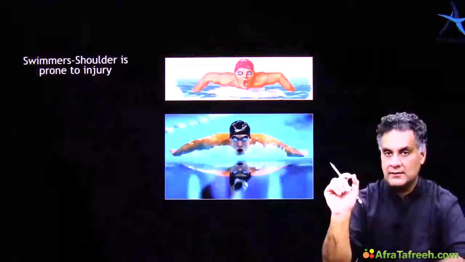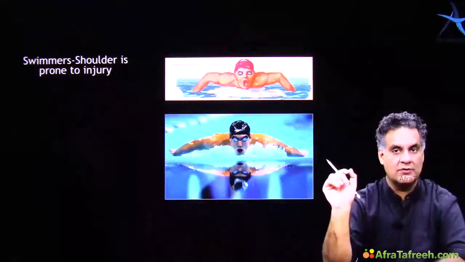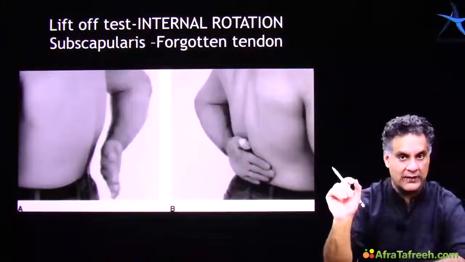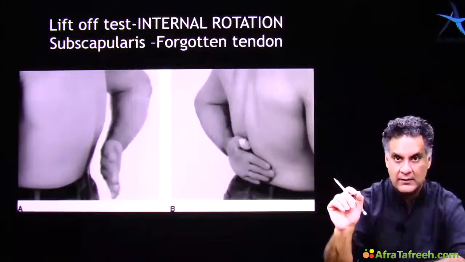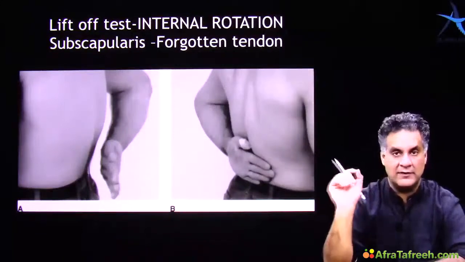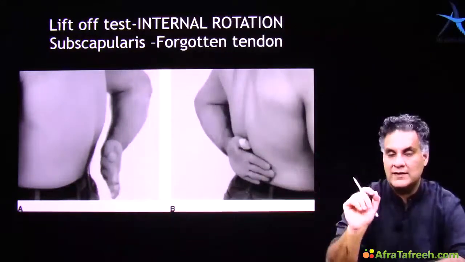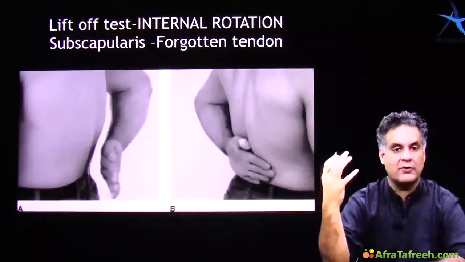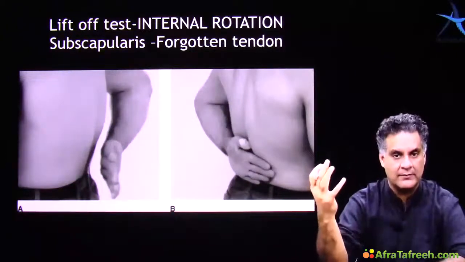Remember, in swimming, shoulder is the most common joint damaged. At the shoulder, you have a tendon called subscapularis, which is an internal rotator, which allows you to place your hand over the lower back and you can lift it up, called the lift-off test. And when there's damage to it, you can't lift it up. So it's an internal rotator, called the forgotten tendon of the rotator cuff.